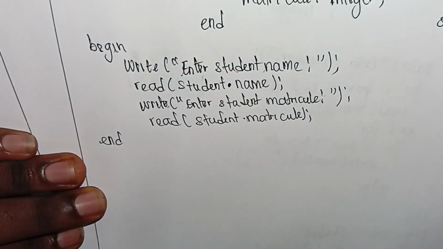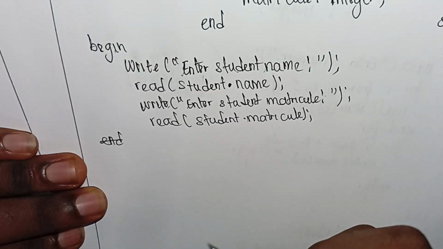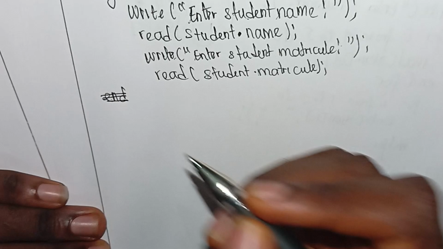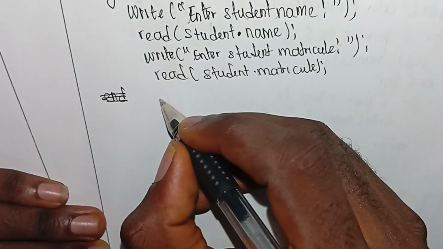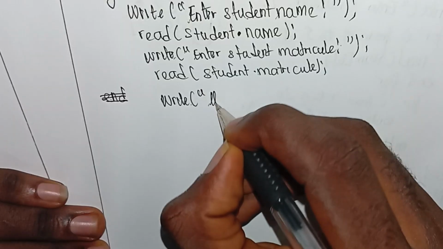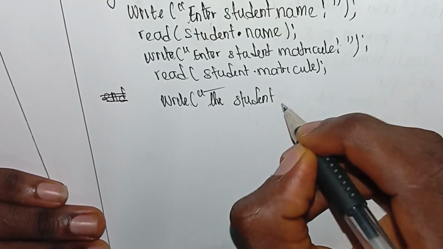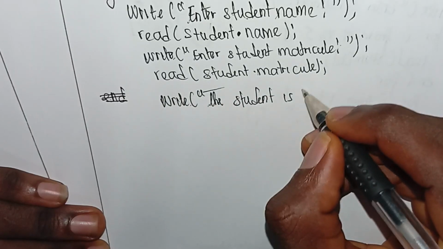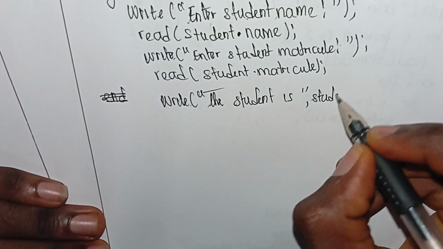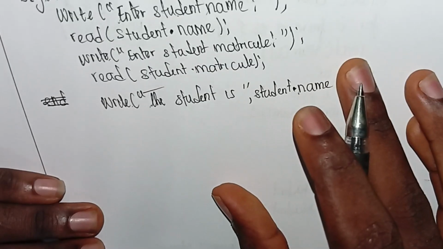Sorry about that, we had to display these elements. So we're just going to take this away, and we want to display the student name is student dot name, right?